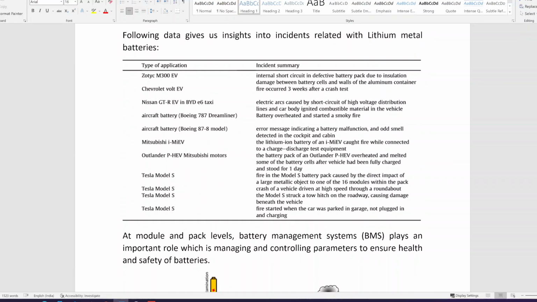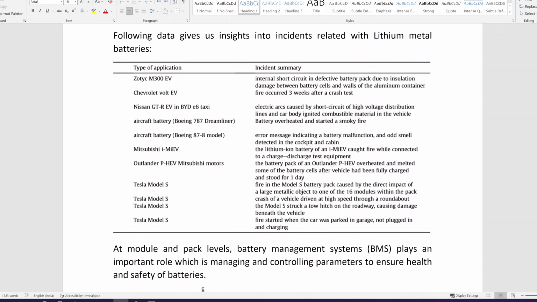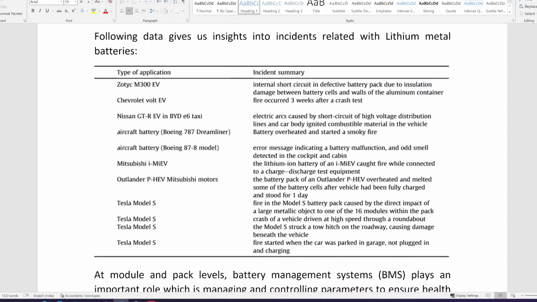So this is the data. Again, apologize for the source. I was an undergraduate at that time. These are the type of application, then places where it was used, and the incident summary, like what went wrong.